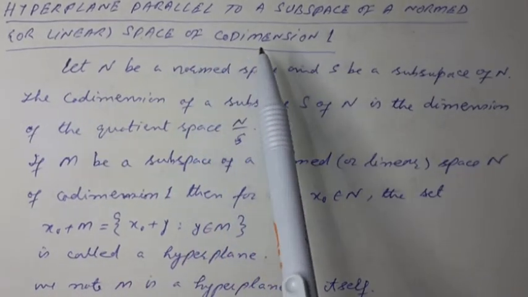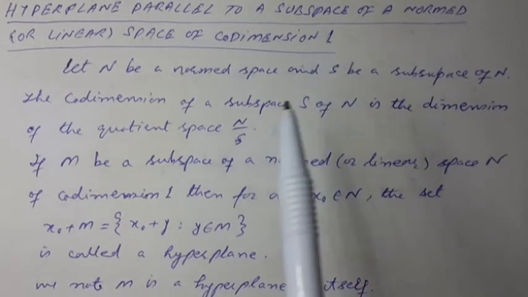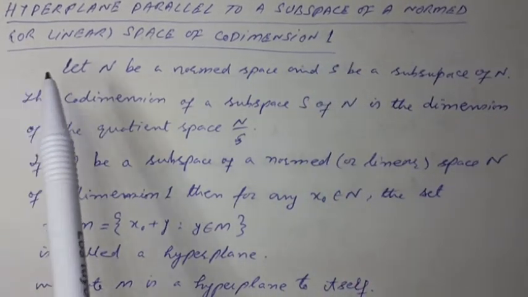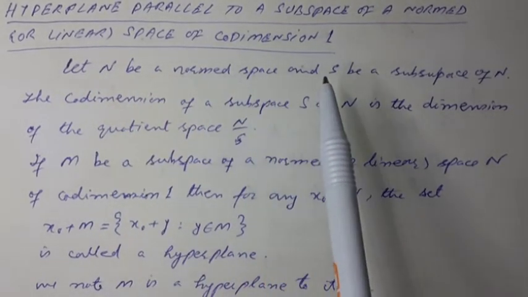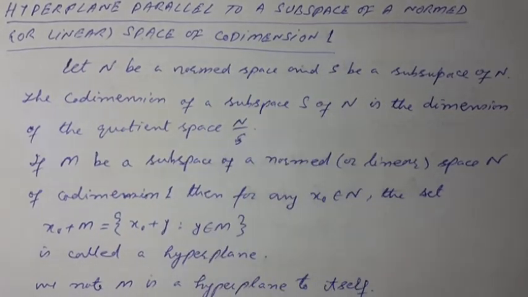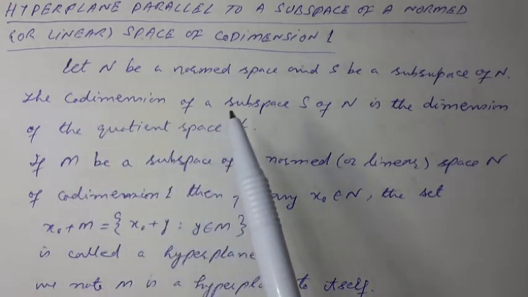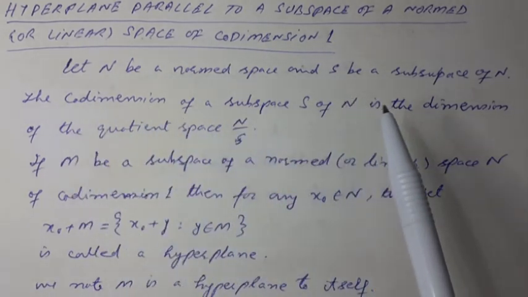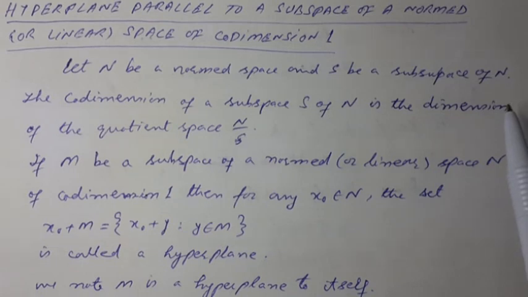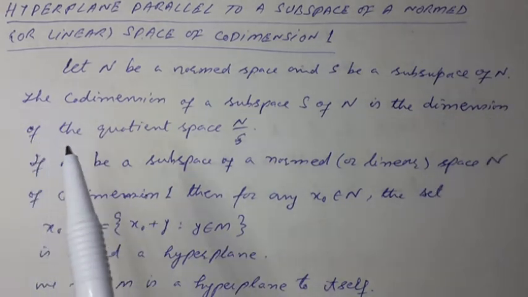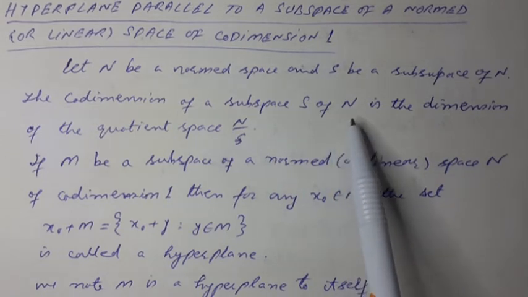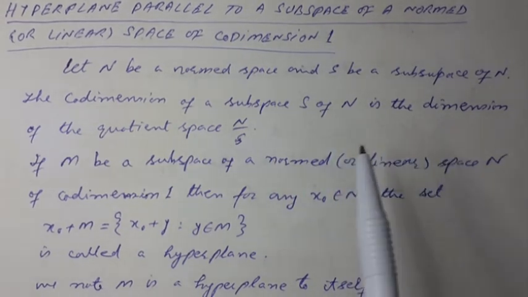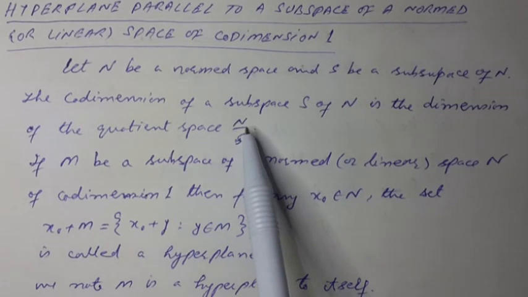Hyperplane parallel to a subspace of a normed or linear or vector space of codimension 1 or unit. Let N be a normed space and S be a subspace of normed space N. The codimension of a subspace S of normed space N is the dimension of the quotient space N by S.